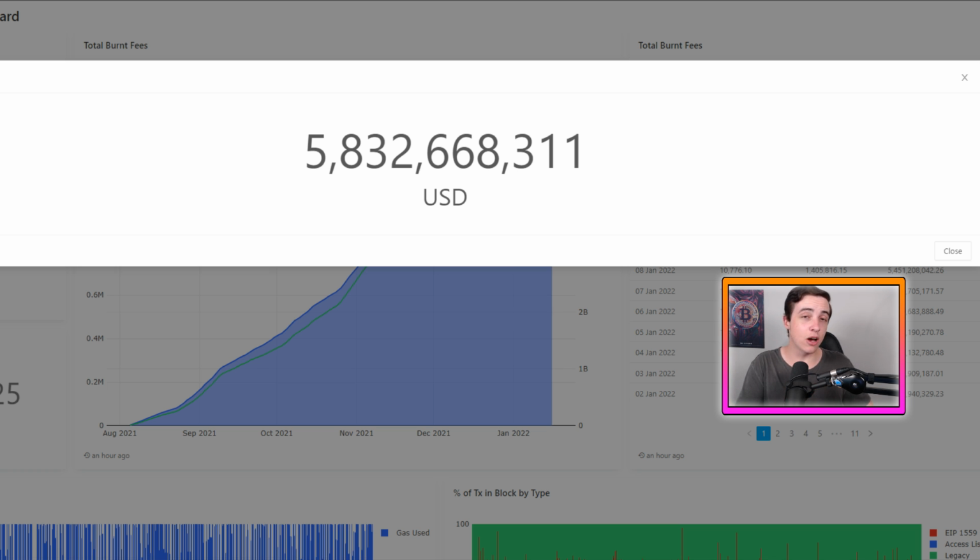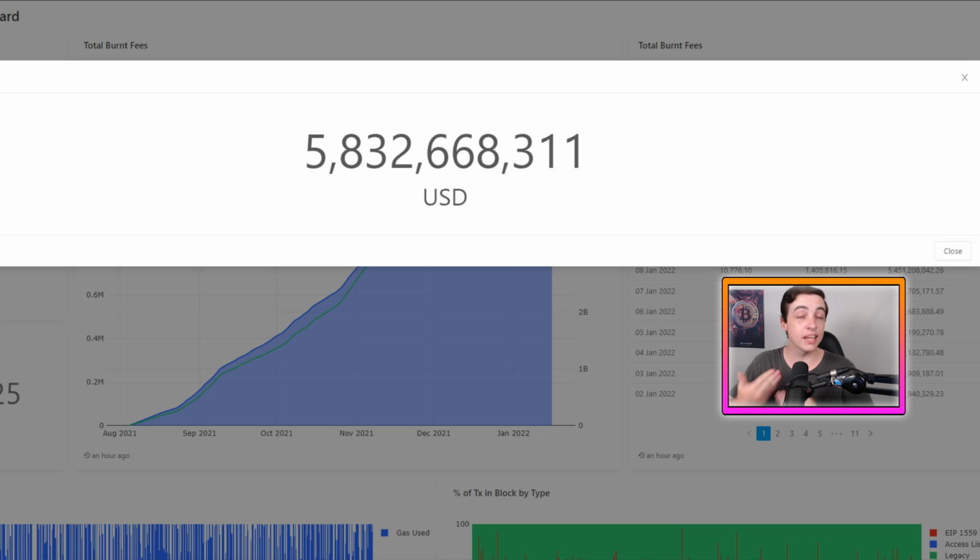Before we had the EIP 1559 upgrade, the Ethereum miners, the people mining Ethereum, received the Ethereum block reward every single block, and they also receive the Ethereum transaction fees on the network, also known as gas fees. And now, after we have seen the EIP 1559 upgrade, the majority of Ethereum transaction fees, also known as gas fees, are no longer sent to Ethereum miners, and instead they are permanently deleted. They are burned forever.